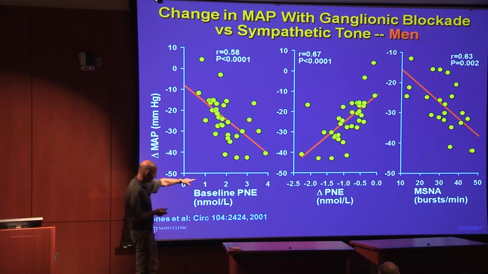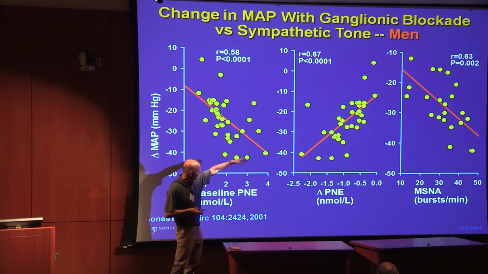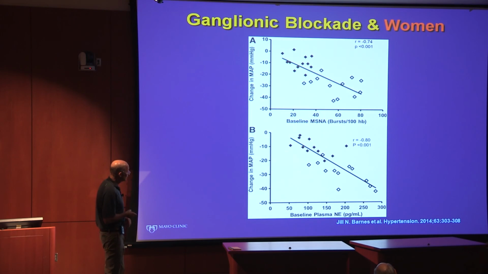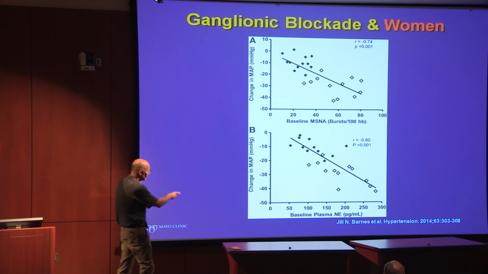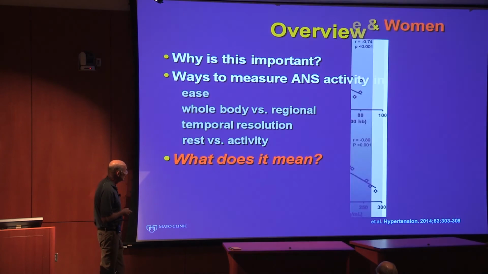Same subject if you just look at the change in norepinephrine. And for MSNA, the people with the high MSNA had the biggest fall. This is all men, younger and older men. This is what we did recently and published in Hypertension 2014 with Joe Barnes. You can see the younger women are on the left, older postmenopausal women are on the right, and you can see the same type of relationship with baseline plasma norepinephrine or baseline muscle sympathetic nerve activity.